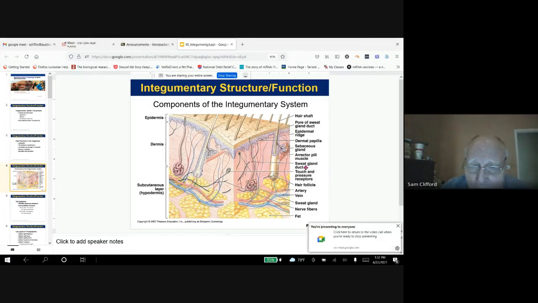so make sure you know all these structures. They'll all be assessed on WebAssign. So you got hair, you got sweat gland pores, you got the epidermal ridge.